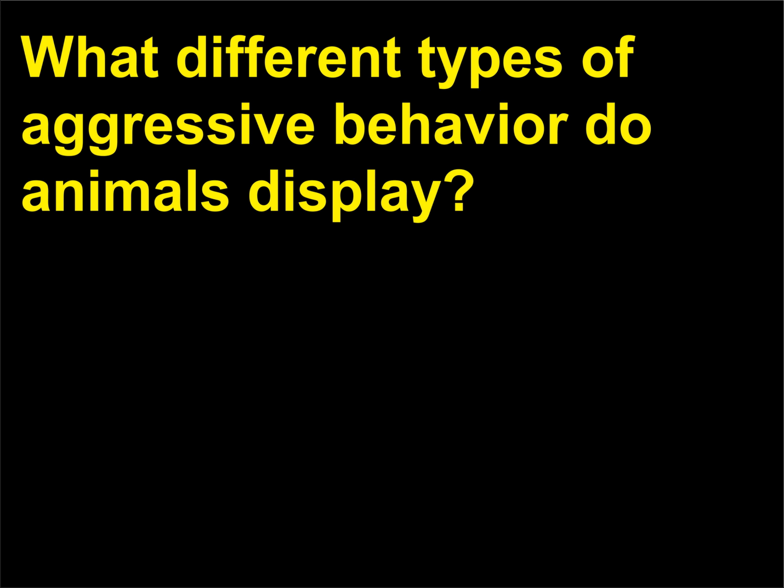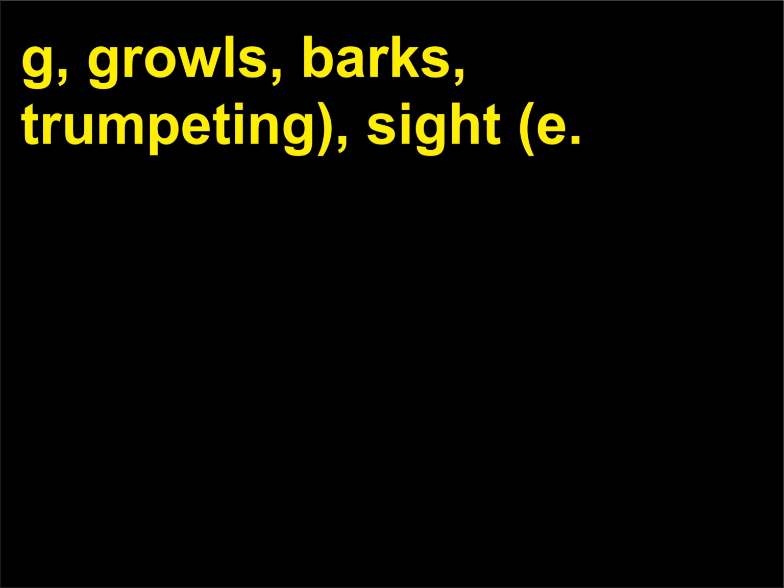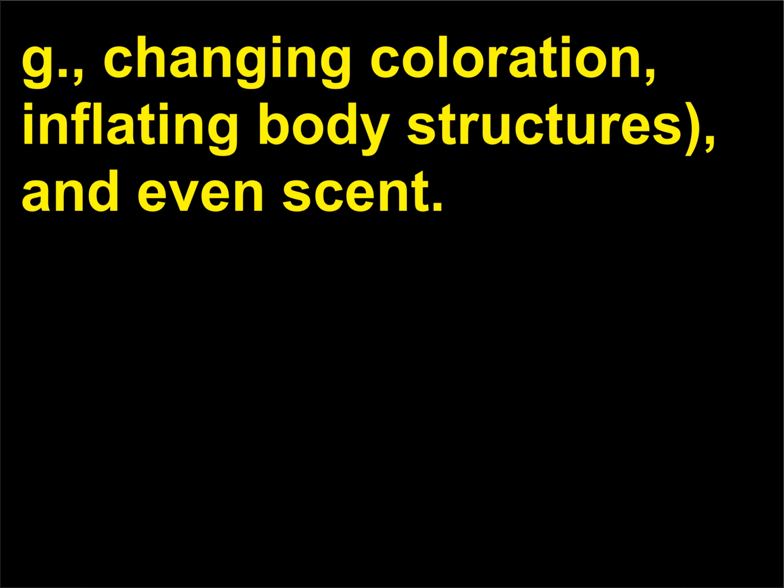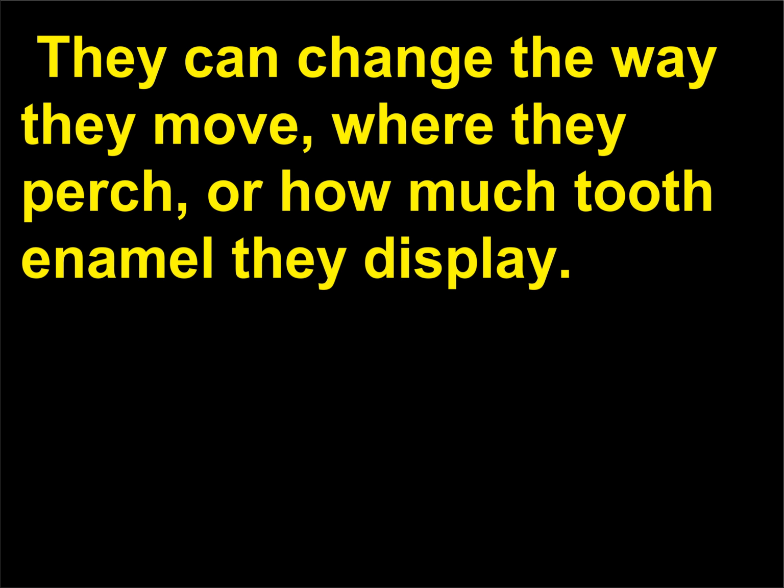What different types of aggressive behavior do animals display? Animals can show aggression through sound, e.g., growls, barks, trumpeting, sight, e.g., changing coloration, inflating body structures, and even scent. They can change the way they move, where they perch, or how much tooth enamel they display.